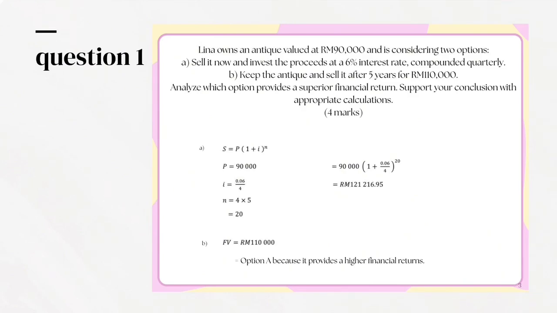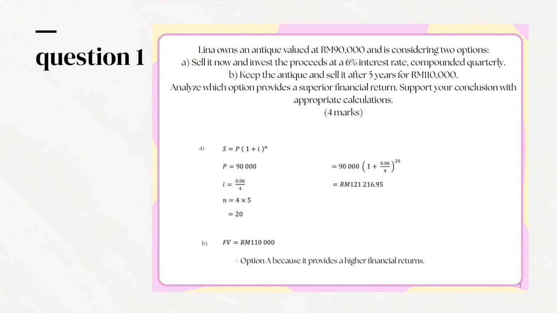Lina owns an antique valued at 90,000 ringgit and is considering two options. A. Sell it now and invest the proceeds at a 6% interest rate compounded quarterly. B. Keep the antique and sell it after 5 years for 110,000 ringgit. Analyze which option provides a superior financial return. Support your conclusions with appropriate calculations.